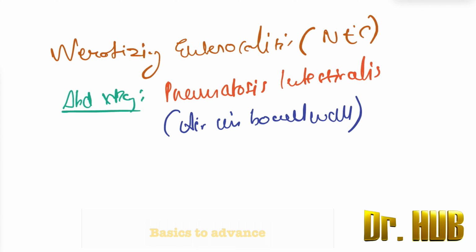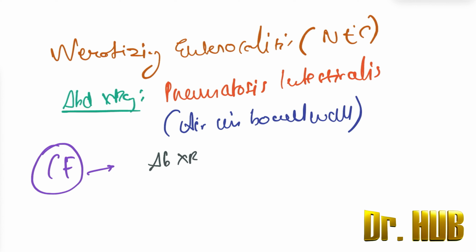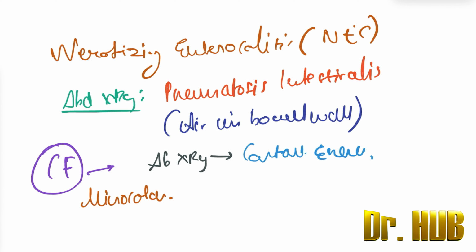Lastly, we look at CF, that is cystic fibrosis. Here the abdominal X-ray, along with a contrast enema, reveals a microcolon plus severe meconium plugs. So this was about the radiological findings in various GI disorders.